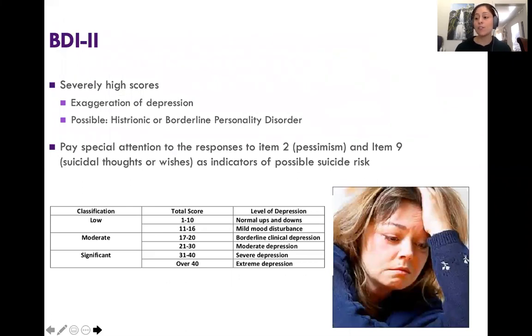This measure corresponds to criteria in the DSM-4, and each item is rated 0 to 3. If more than one answer has been selected by mistake by the client, you are instructed to choose the higher number. You would then add up the scores, which can range from 0 to 63. The classifications are provided below for what counts as low, moderate, or significant depression.